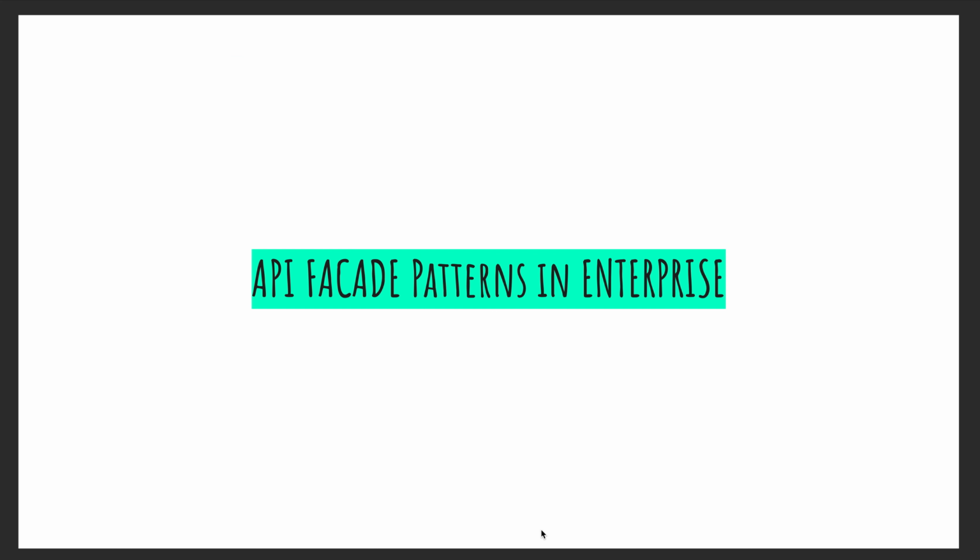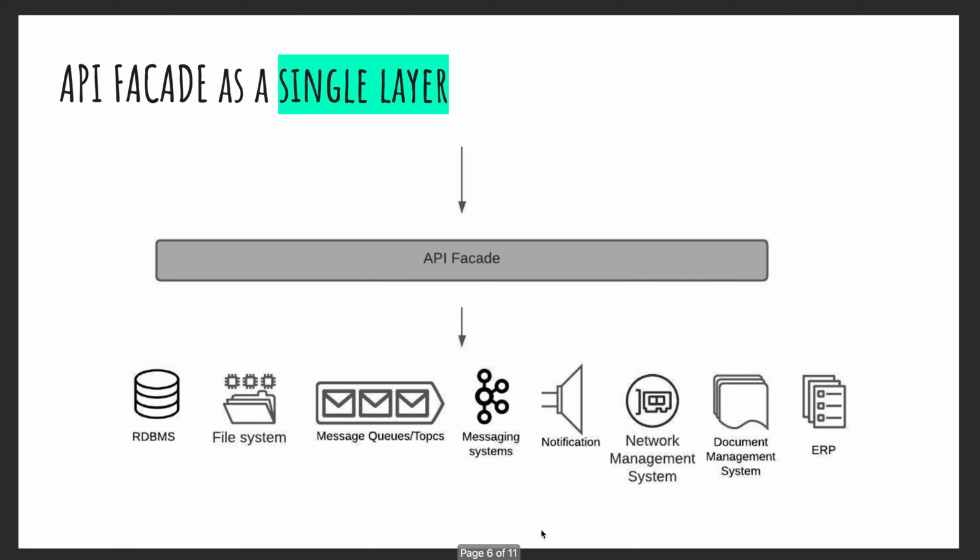Let's look at API facade patterns in enterprises today. There are different ways to realize API facade pattern. So we'll look into a couple of options in this particular video. In a typical digital enterprise, there are heterogeneous systems such as database management systems, file systems, messaging solutions, maybe an ERP, and so forth. These are complex systems that have important data.